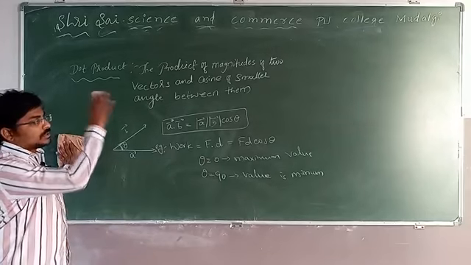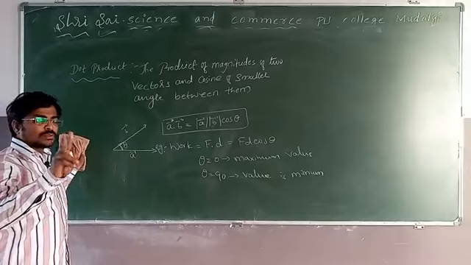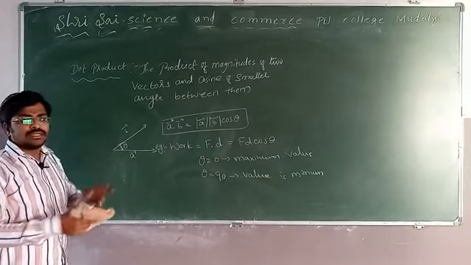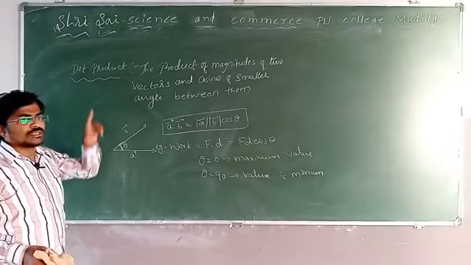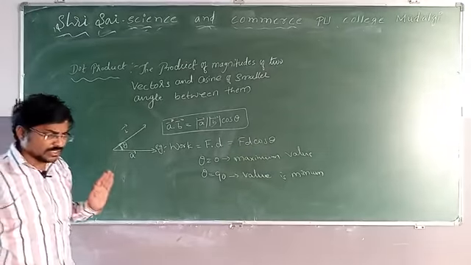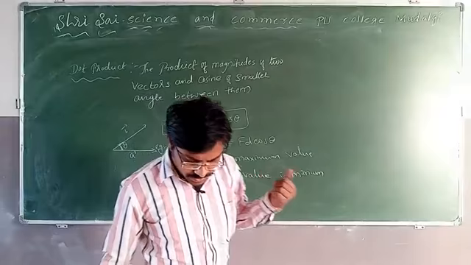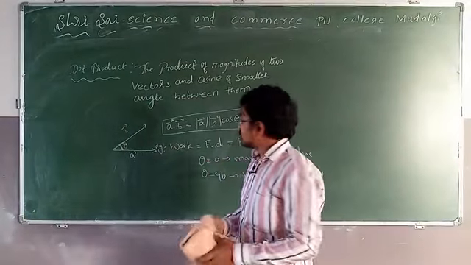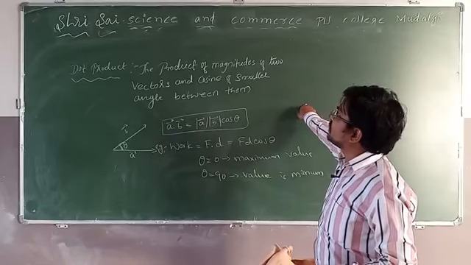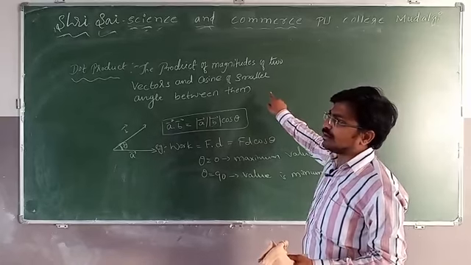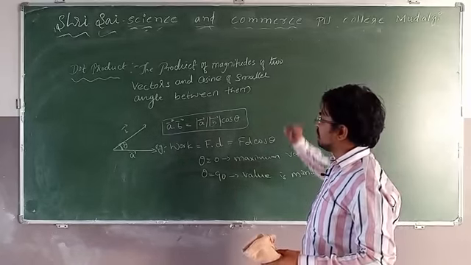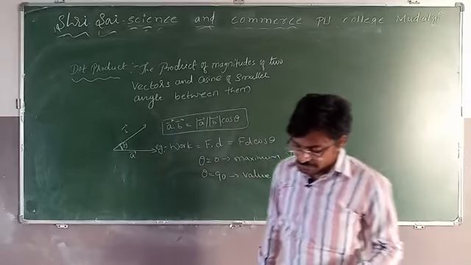This is about the dot product. If two vectors are given, how to multiply? There are two methods, one is the dot product method and one is the cross product method. What is dot product? Dot product is the product of magnitudes of two vectors and cosine of the smaller angle between them. This is the dot product.